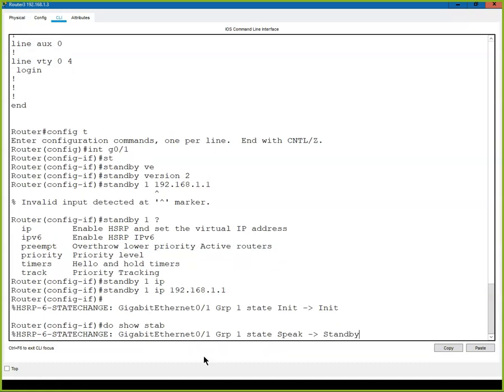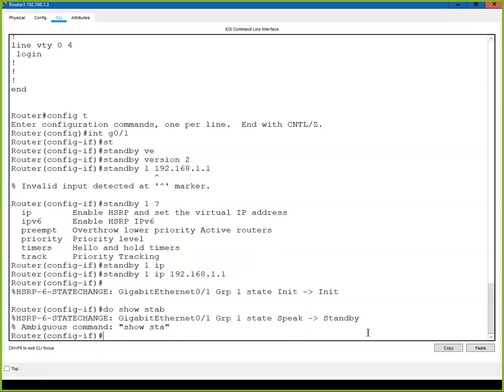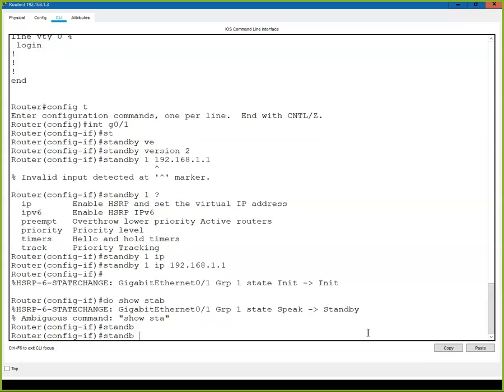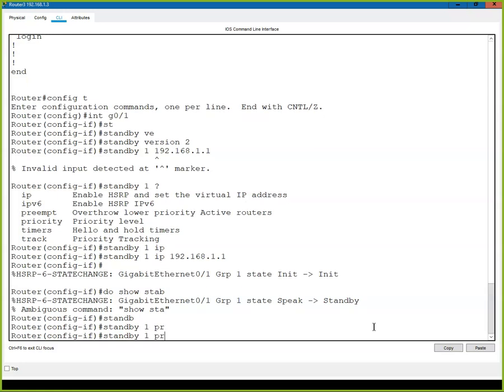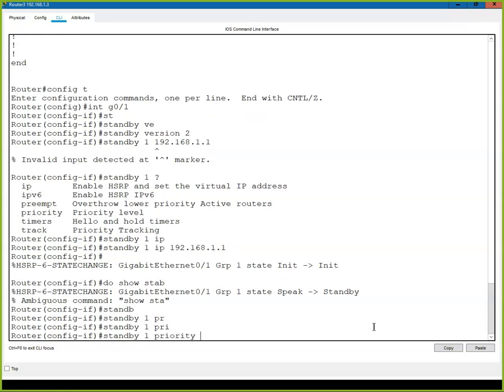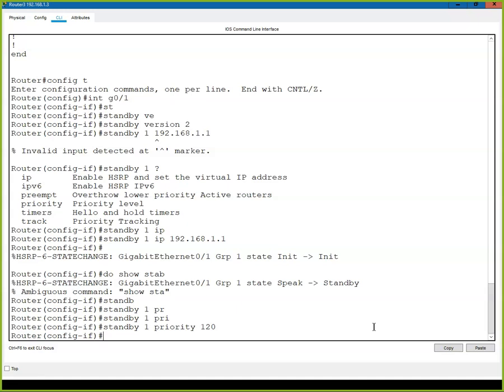Show standby. There we go. We're going from speak to standby. We're going through the process, speaking and talking to the other guy. This is now the standby interface. If I wanted it to be the active interface, I could assign it a higher priority. So let's do standby 1 priority, and the other one was 105, so let's make it higher, and we'll wait here. Based on what I said, it should become the active interface, or the active router.